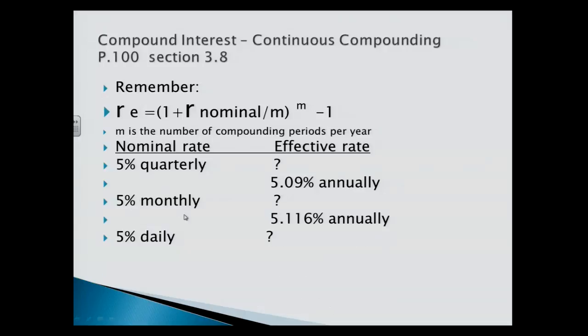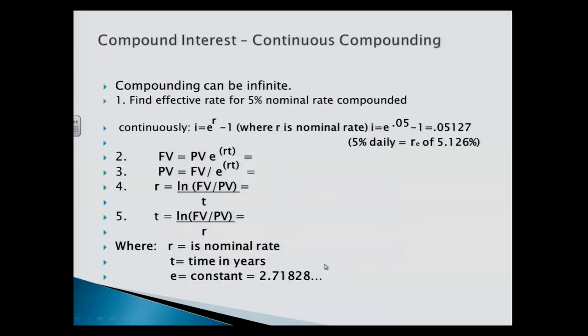If I look at 5% monthly, it's 5.116% annual. If I do it daily and use this formula, it's 5.126%. So you can see I'm getting higher and higher interest rates. Well, what happens if I say it's continuously compounding, infinitely compounding? It should be something more than 5.126.